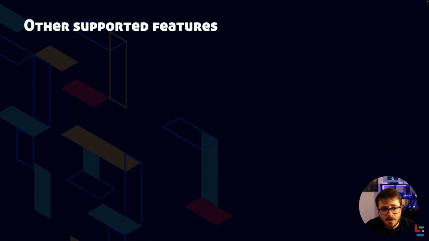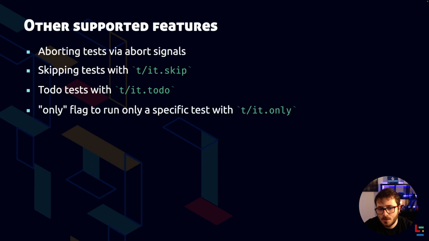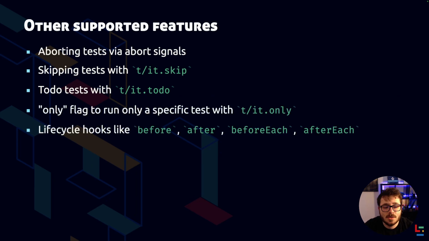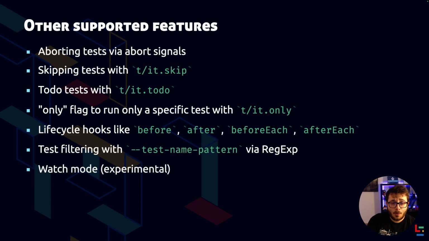So some other supported features from Node: aborting tests via abort signals, skipping tests with skip, todo, and we have only as well, if you want only one test to run. We have lifecycle hooks like before, after, and each for each one of those. We can filter names via regular expressions. This is still being improved. We have the external watch mode, which is experimental.